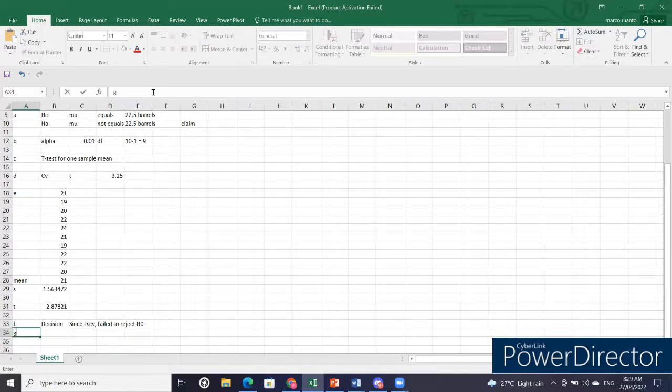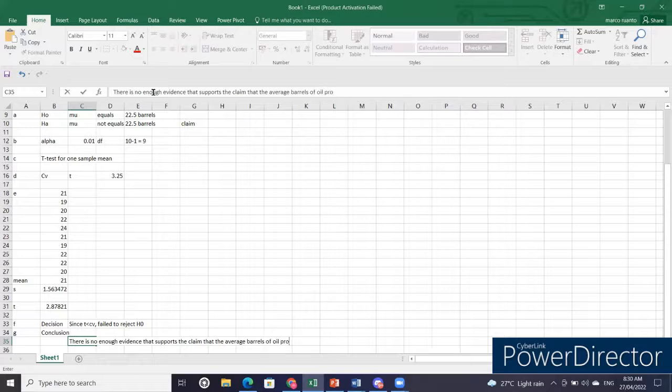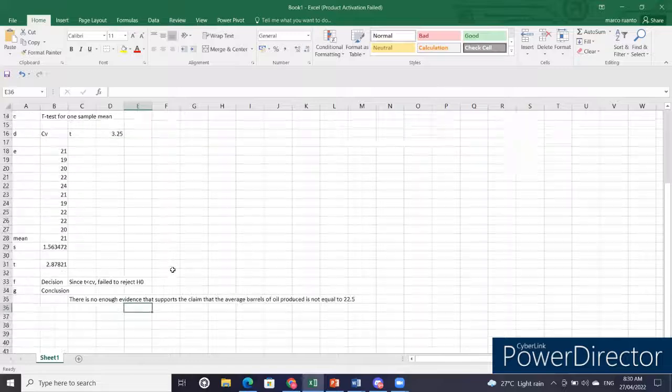As a conclusion, there is not enough evidence that supports the claim that the average barrels of oil produced is not equal to 22.5. And that's it.